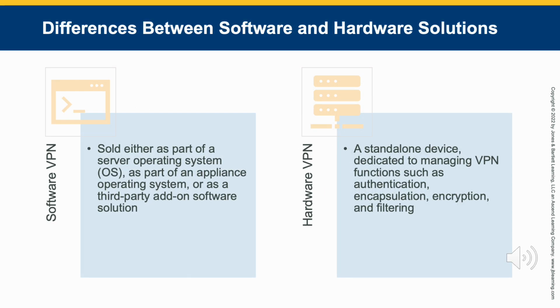Differences between software and hardware solutions. Software VPNs are sold either as part of a server operating system, as part of an appliance operating system, or as a third-party add-on software solution, versus hardware VPNs as a standalone device dedicated to managing VPN functions such as authentication, encapsulation, encryption, and filtering.